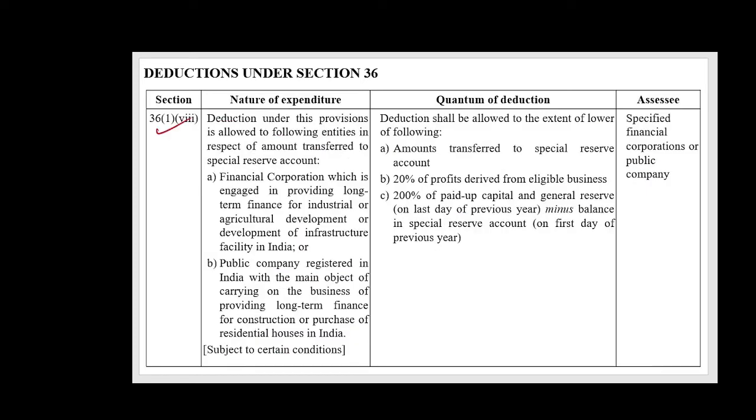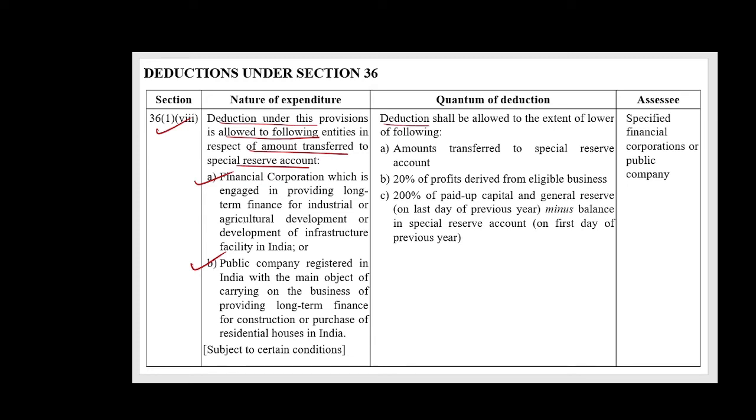The next deduction is deduction under section 36, subsection 1, subsection 8. Now, deduction under this provision is allowed to following entities in respect of the amount which is transferred to special reserve account. So, which are those organizations? A, financial corporation which is engaged in providing long-term finance for industrial or agricultural development or development of infrastructure facility in India. And B, public company registered in India with the main object of carrying on the business of providing long-term finance for construction or purchase of residential houses in India.